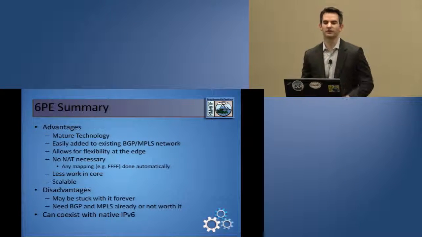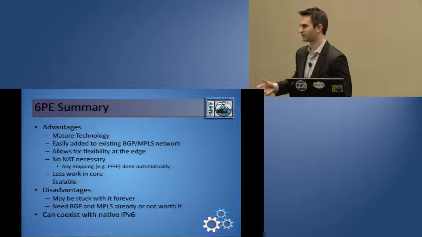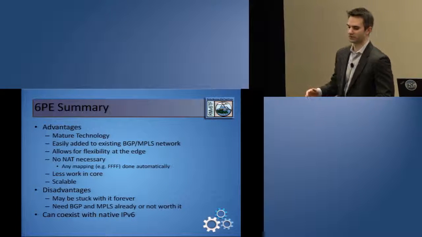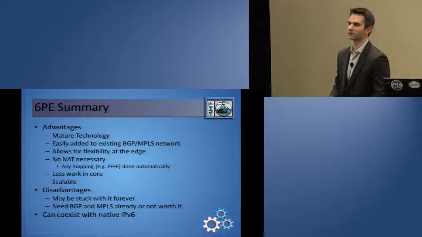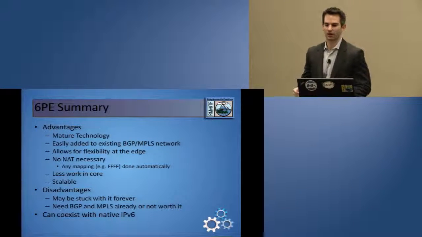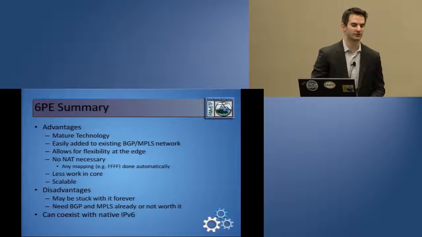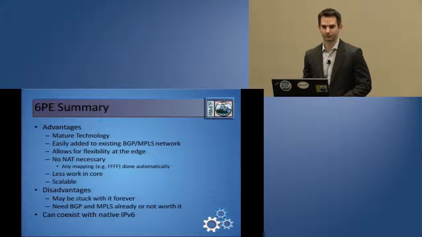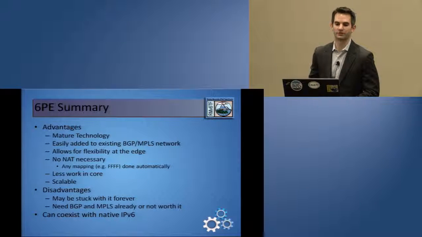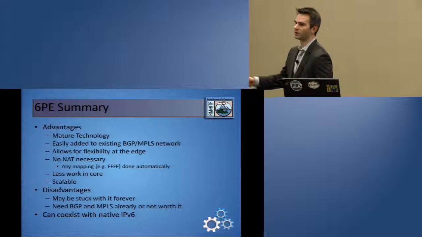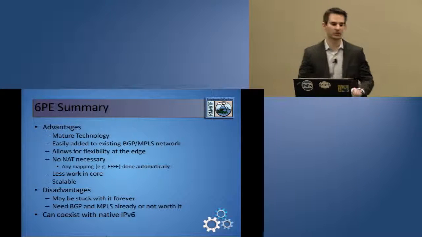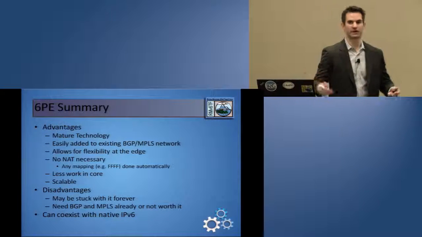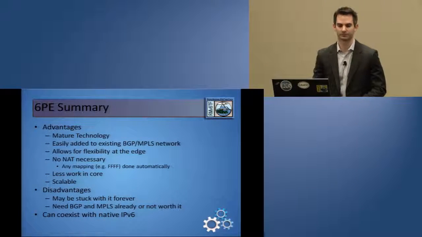So one of the main advantages of 6PE is that it's very mature. It's been around for almost a decade, and even the drafts existed since the early 2000s. So there's been a lot of deployments. A lot of people know about it. There's a lot of documentation, and that's one of the things that makes 6PE attractive to us and probably a lot of other network operators. Again, easily added to your BGP MPLS network. It allows for flexibility at the edge, so you're doing 6PE, but again, as long as you have that IPv6 table, the edge can do whatever it wants, dual stack, tunneling, just get the IPv6 to me.